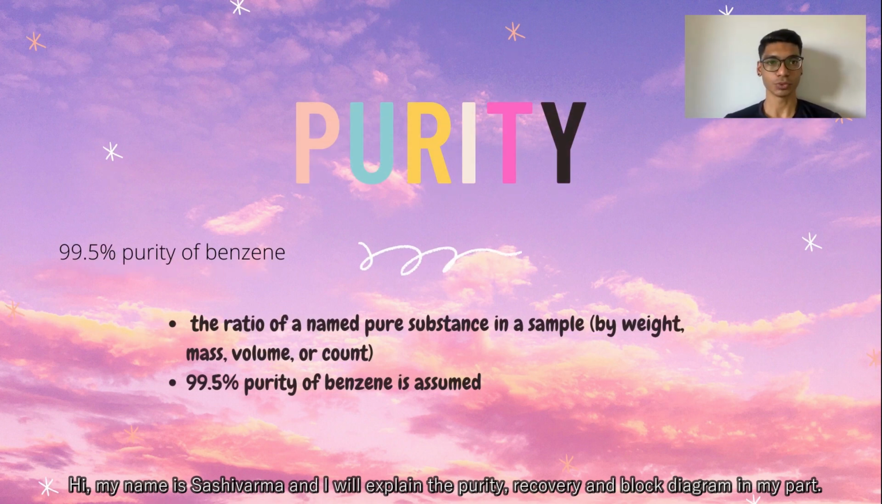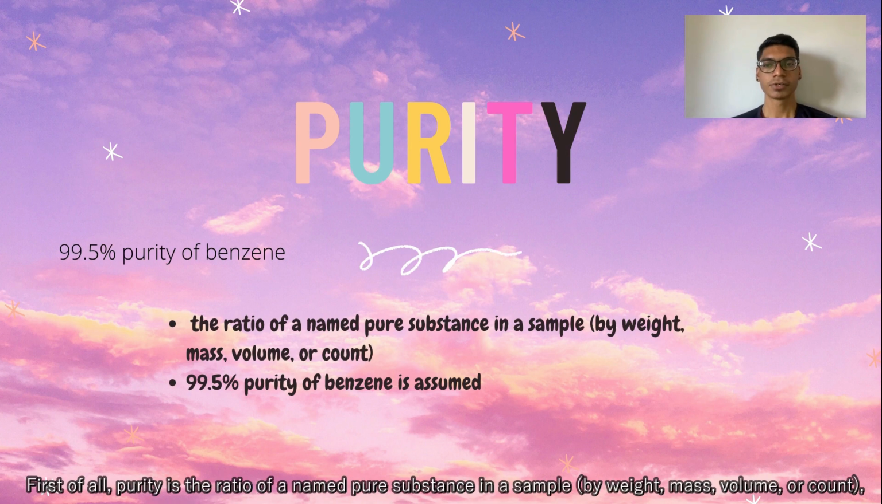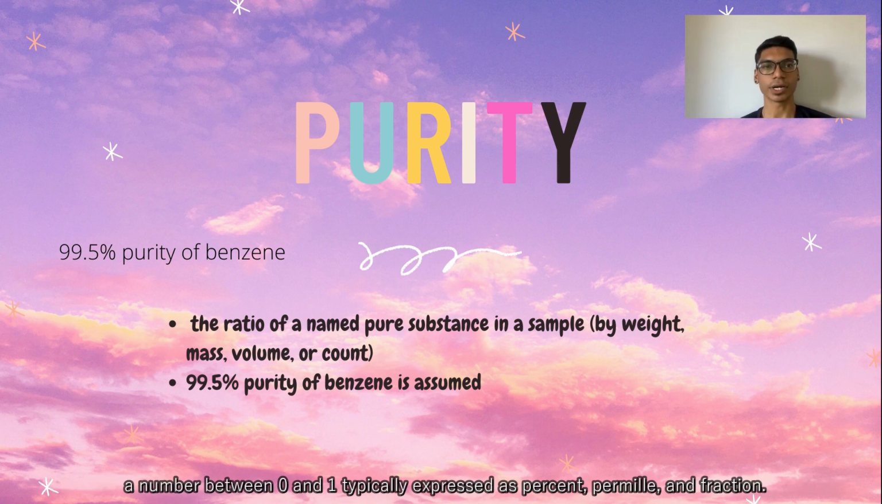Hi, my name is Ashu Emma and I'll explain about purity, recovery and block diagram in my part. First of all, purity is the ratio of a named pure substance in a sample by weight, mass, volume or count, a number between 0 and 1 typically expressed as percent, per mil and fraction.